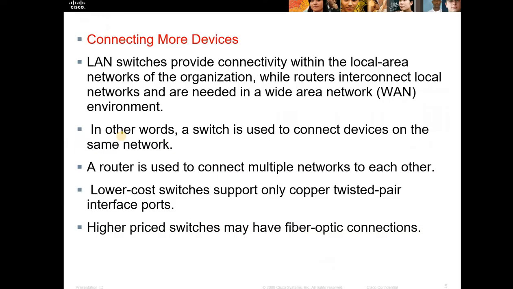Cisco LAN devices, connecting more devices. Generally, a LAN switch provides connectivity within the local area networks of the organization, while routers interconnect local networks and are needed in a wide area network. In other words, a switch is used to connect devices on the same network. A router is used to connect multiple networks to each other. Lower cost switches support only copper twisted pair interface ports. Higher priced switches may have fiber optic connections.